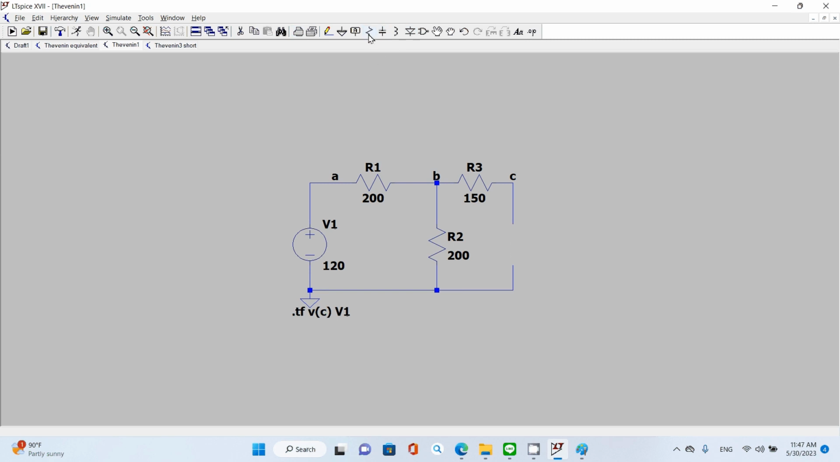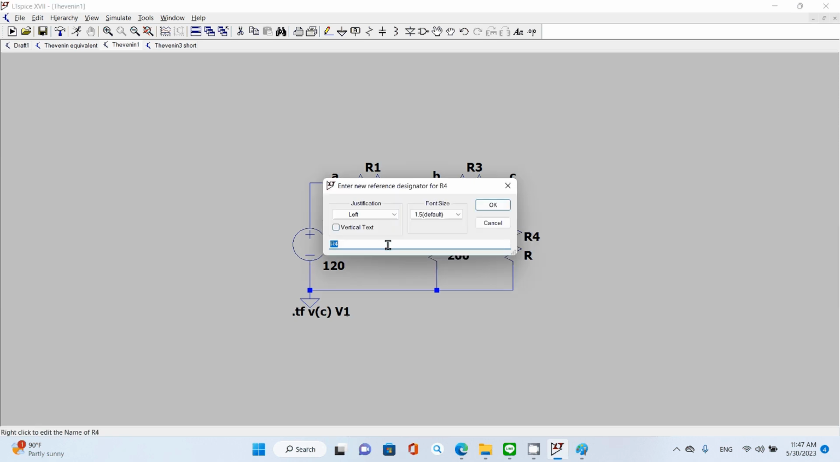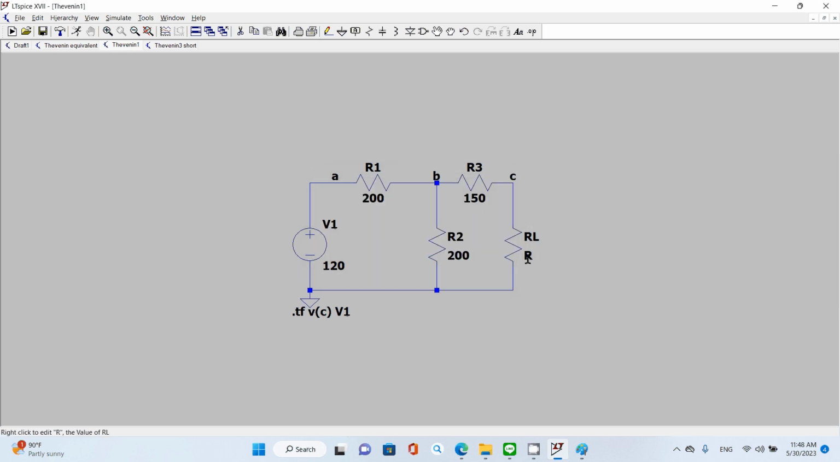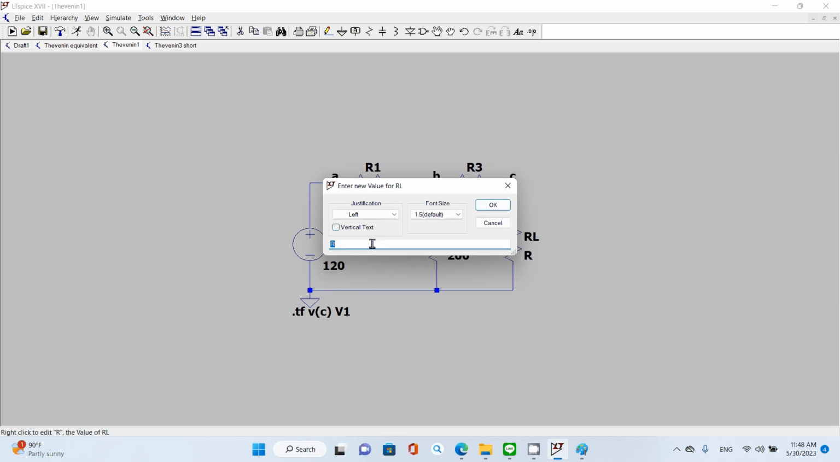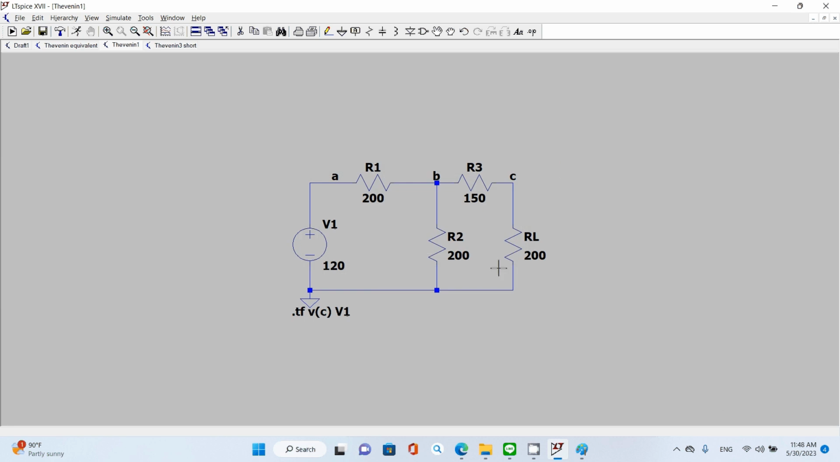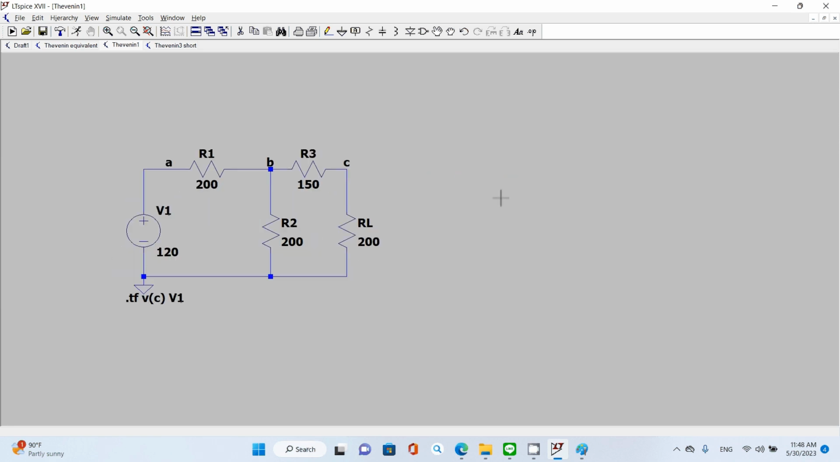I also have the load resistance. Put this one, and you right click on R4 and make it the load RL, then you right click on R and enter the new value. That's 200 ohms, right, for the resistance of your load. As I mentioned earlier, for the Thevenin equivalent circuit, the current flowing through RL has to be the same. This is your original circuit.